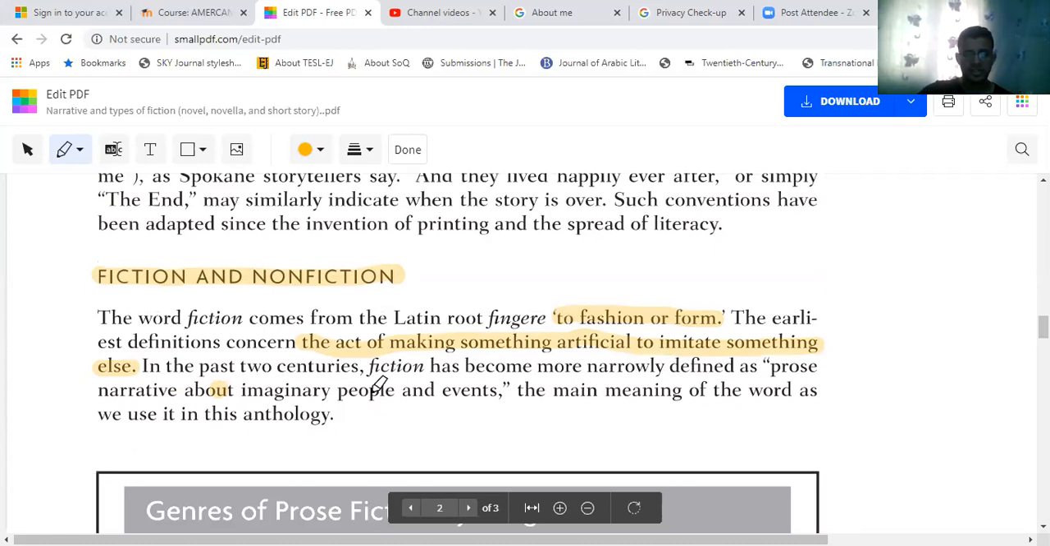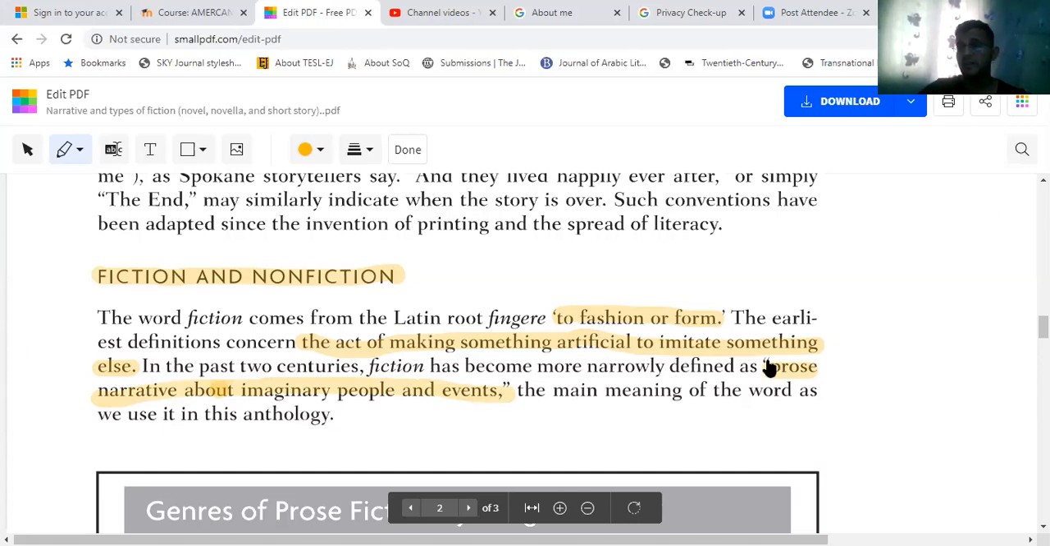In the past 2 centuries, fiction has become more narrowly defined, and here's the recent definition of fiction as a prose narrative about imaginary people and events. I disagree with this term, but anyways, this is good for you to have concerning what we mean by fiction. It's a prose.